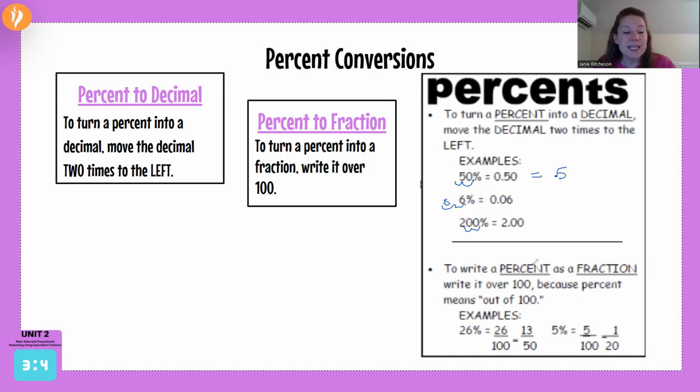To write a percent as a fraction, if there's a percent sign, that means it's always out of 100. So whatever your percent is, you put it over 100. So 26%, 26 over 100, those are both even numbers. We can divide them both by 2, and we get 13/50ths. 5/100ths, because it has a percent, 5/100ths. 5 over 100, those are both divisible by 5. So simplified, we get 1/20th. 5% is the same as 1/20th.